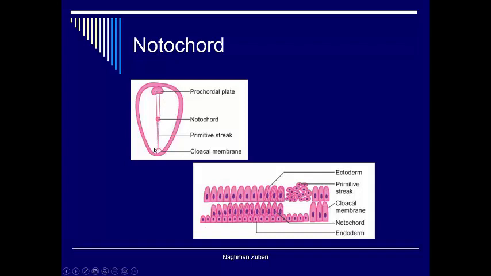This is the primitive streak, this is the cloacal membrane. The ectoderm, then the primitive streak, this is the cloacal membrane, notochord, and this is the endoderm.